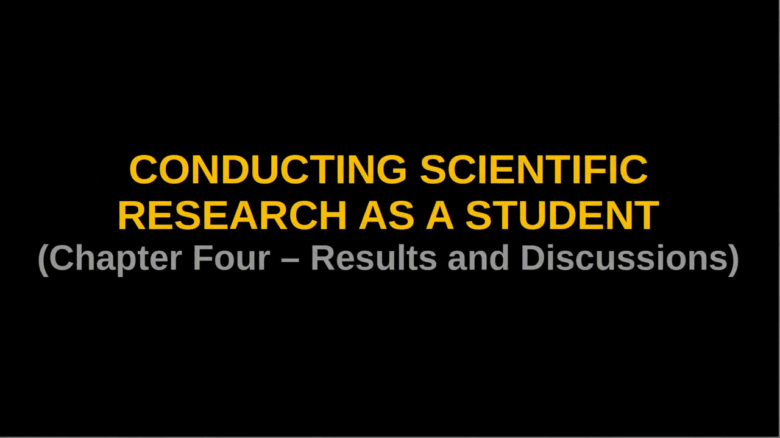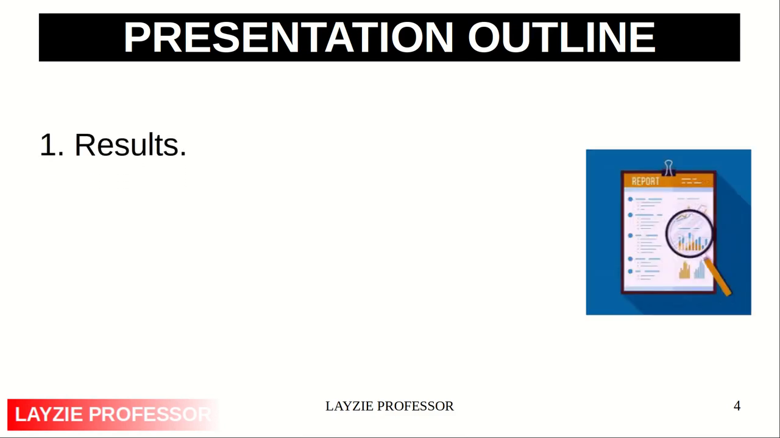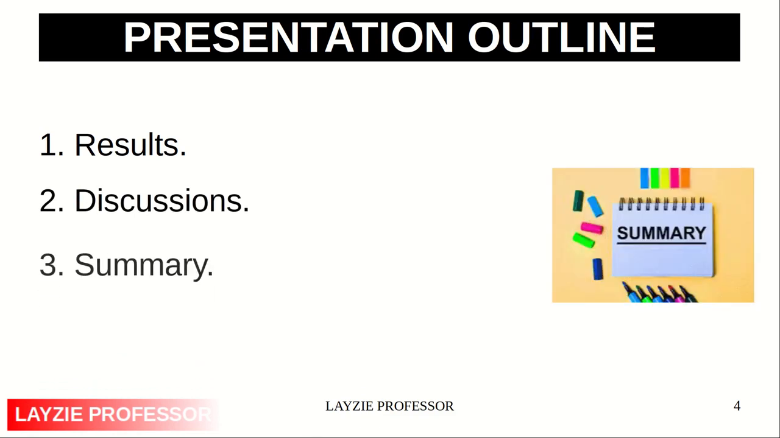In this video, or in this presentation, I'm going to talk about conducting scientific research as a student, and I'm going to focus on the results and discussions, which typically occupies the fourth chapter of your research report. In the presentation, I'm going to talk about the following outline. I'm going to talk about results, then I'm going to talk about discussions, then I'm going to summarize the presentation. So let's get started.